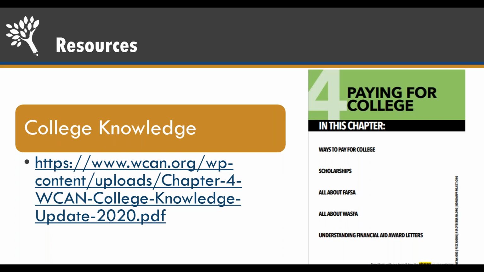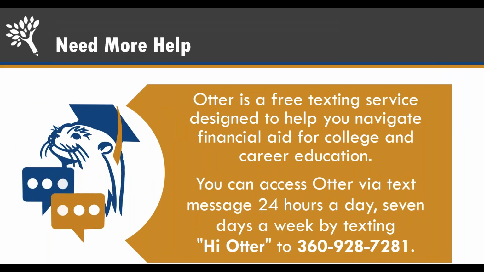One way to learn more about the cost of college is using our college knowledge chapters. This is a chapter about paying for college. It comes in English, Spanish, Vietnamese, Somali, and Russian. And then, of course, we also have Otter. Otter is a free texting service that helps you navigate the financial aid process for college and career. You can access Otter 24 hours a day, 7 days a week. If you have a question that you want to ask Otter, just text it in. You can start by texting Otter by saying, "Hi, Otter," to 360-928-7281, and Otter can help you.